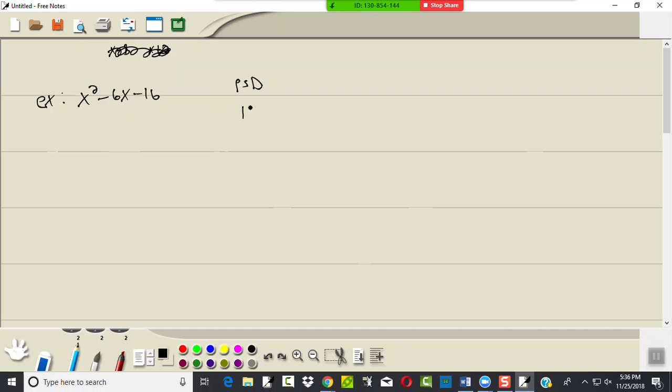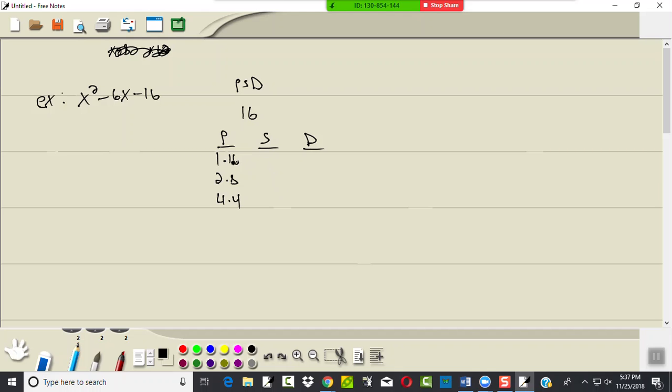With the PSD method, we take the number at the end, ignoring signs. Number at the end is 16. That's our constant term. And we're going to come up with 3 columns. P column, S column, and D column. P stands for product, S stands for sum, and D stands for difference. With the product, we're going to write down all products to give us 16. We got 1 times 16, 2 times 8, 4 times 4.